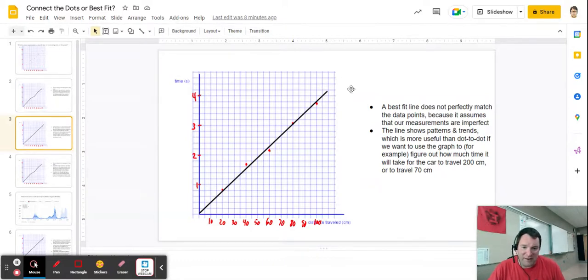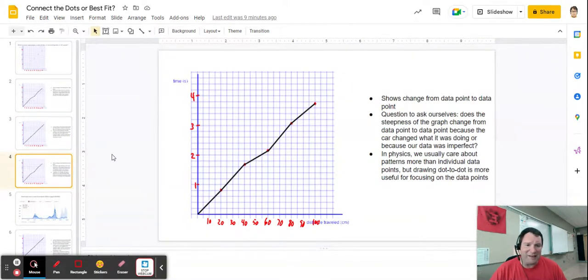Like you can see at a distance traveled of 70 centimeters, I didn't make a measurement for how much time it takes to go 70 centimeters, but by reading that graph, I could come up with a pretty good approximation of how much time it'll take to go 70 centimeters. So interpolation is reading between data points, reading within that graph, and extrapolation, extra is beyond. Extrapolation is being able to interpret something beyond the data that I actually measured.